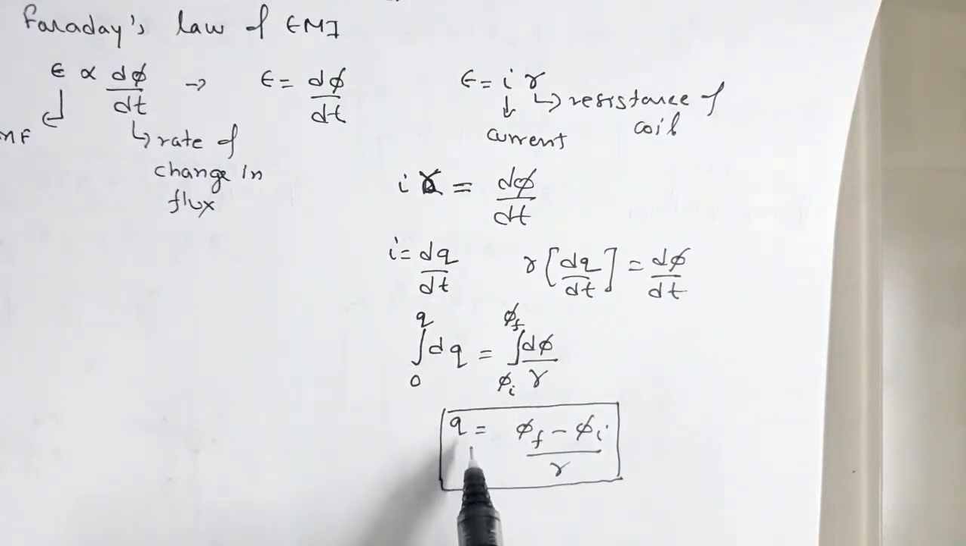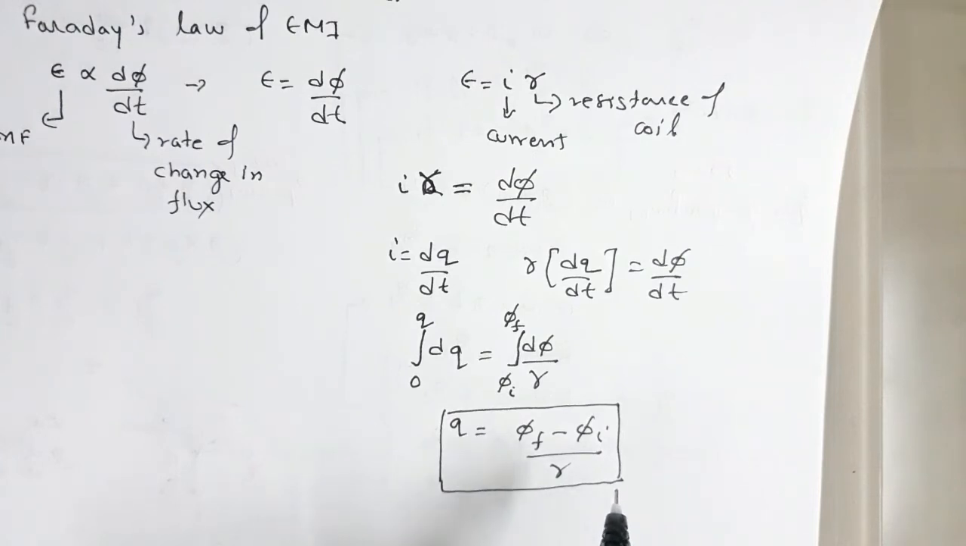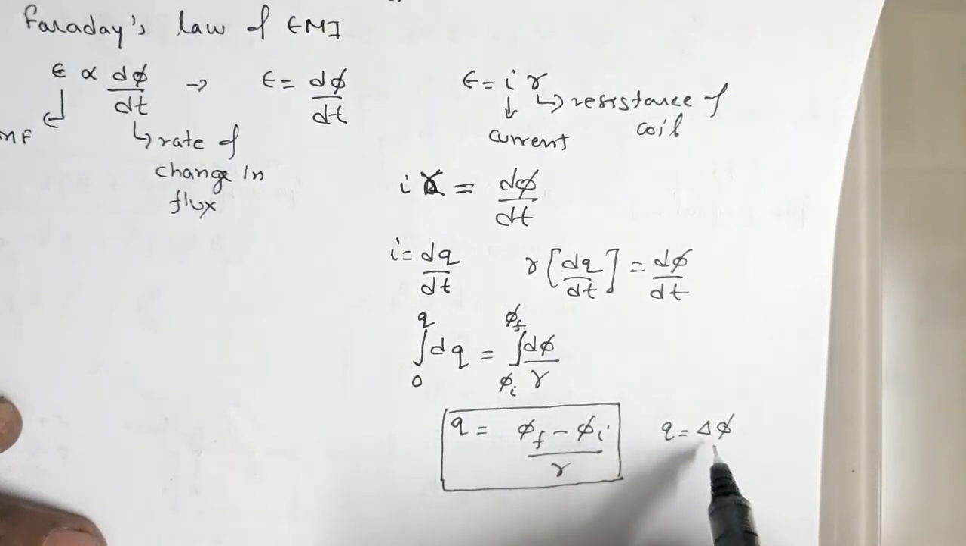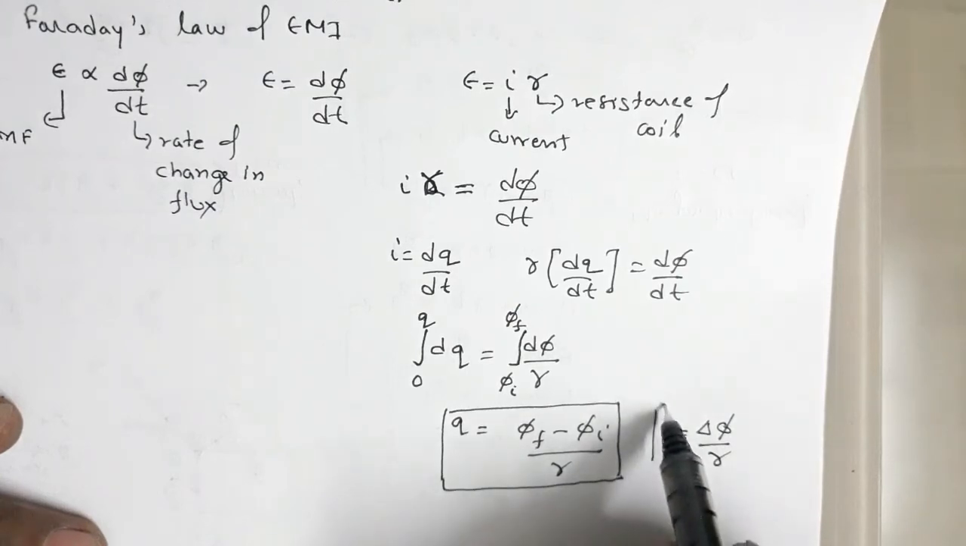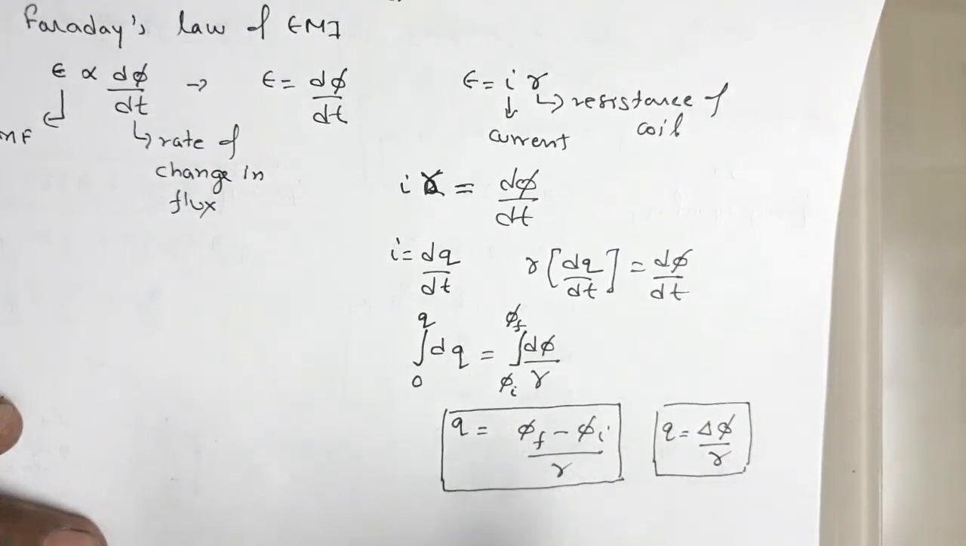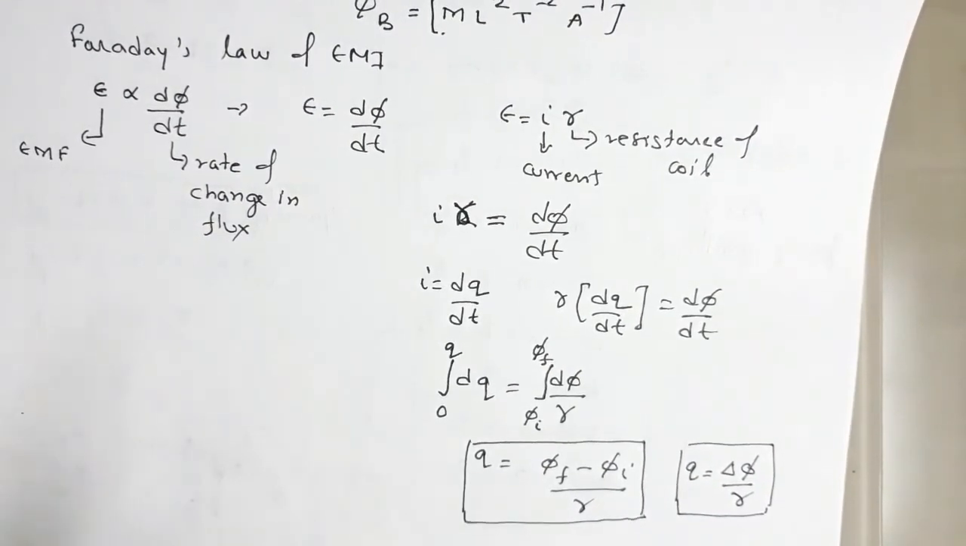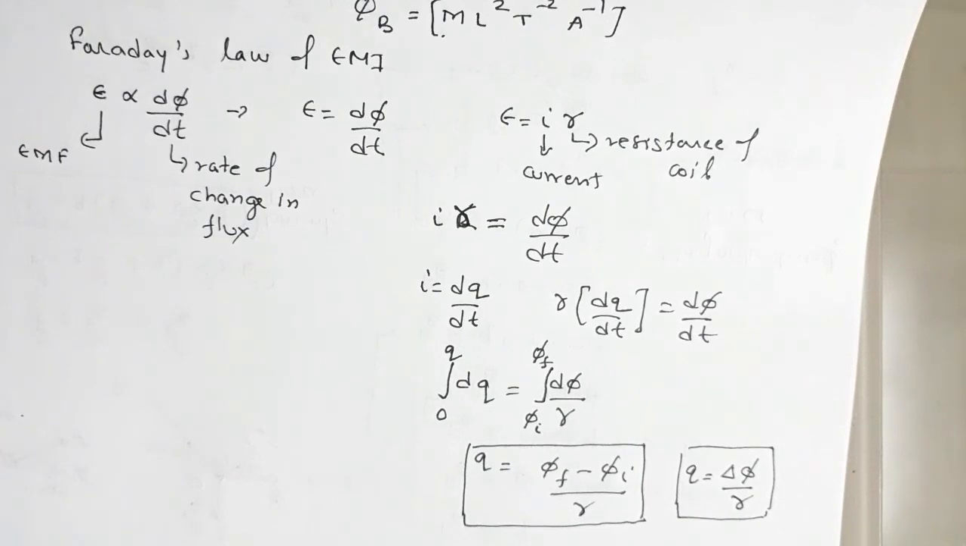Now the interesting point is that the charge flowing through the coil depends on the change in the flux and the resistance, but it is independent of the way the flux changes. Whether the flux changes very quickly or very slowly, it only depends on the change in flux. So I can write this as Q is equal to delta phi by R. So this amount of charge will flow through the coil. This is Faraday's law, and this is the implication of Faraday's law of electromagnetic induction.